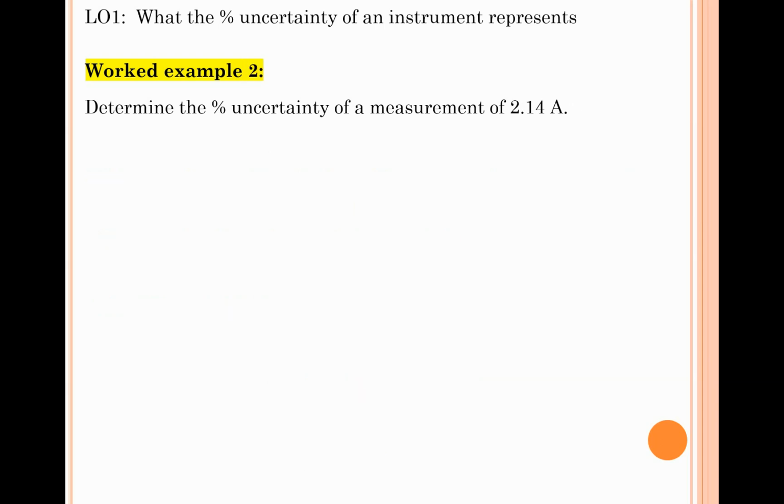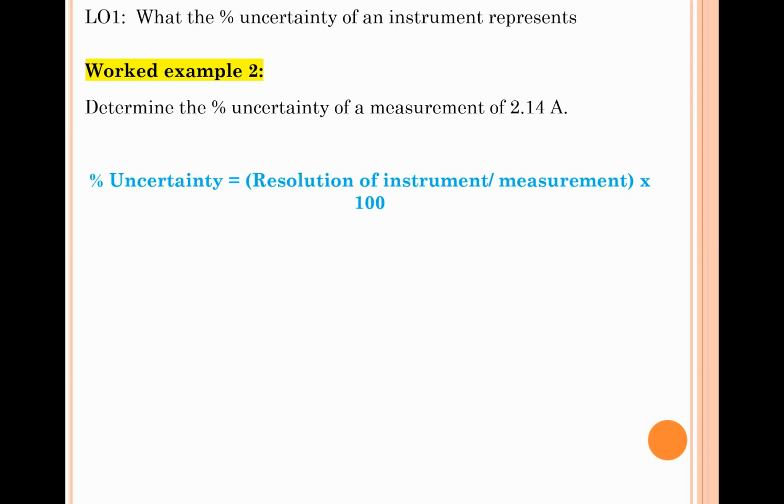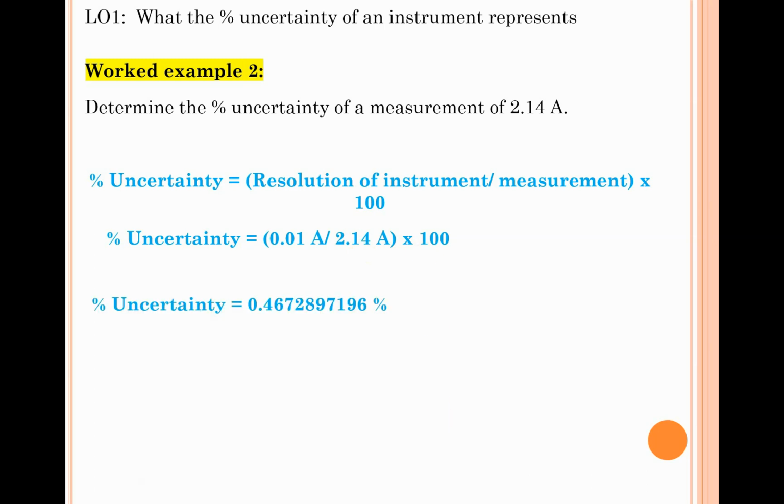Worked example 2, I just want you to pause the screen, copy out the question and have a go at doing this worked example yourself. Okay, and again, always recommend to write out the equation you utilise. If we sub in the respective numbers, you can see in this case this ammeter is recording to 2 decimal places or 1/100th of an ampere. And so the resolution is 0.01 divided by the 2.14 times 100, and that gives us this answer here.